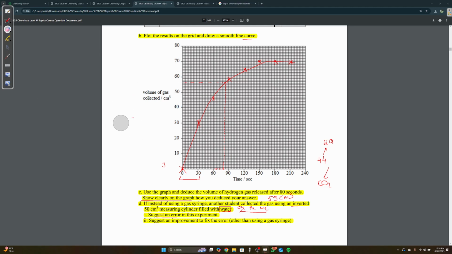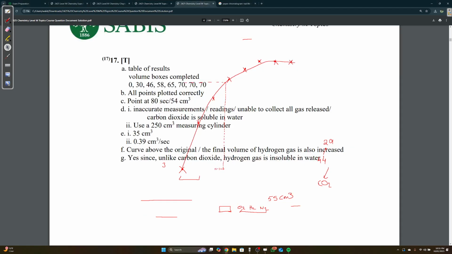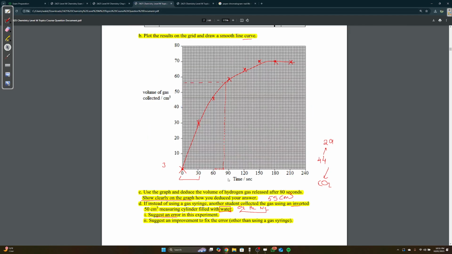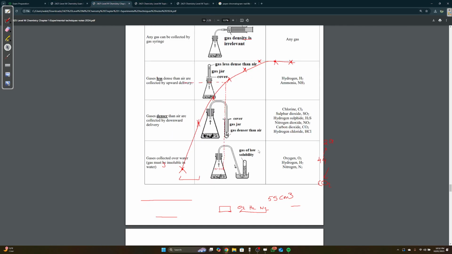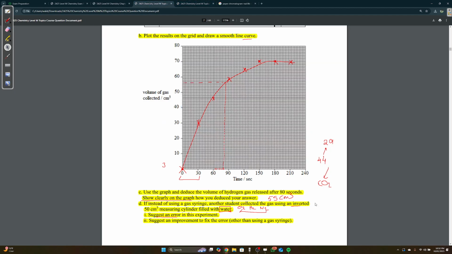Okay, so for that reason, carbon dioxide won't work since carbon dioxide is soluble in water. Easy, I'll just say carbon dioxide will dissolve in the water, right? So you won't be able to collect it. Remember here, the ones that work are oxygen, hydrogen, nitrogen. They will not dissolve in the water. They're going to go up into the tube.